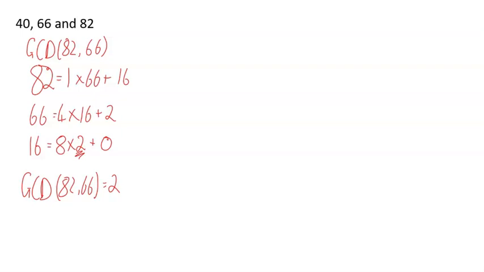Let's select the next pair of numbers to look at. So let's stick with the highest one, the 82. And this time we're going to look at the greatest common divisor of 82 and 40. Now again, remember, it doesn't matter the order of the pairs that you look at, you just have to make sure you look at all three pairs. So in this case, I'm going to look at 82 being of the format something times 40 plus my remainder. Well, in this case, it's going to be 2 times 40 plus a remainder of 2.